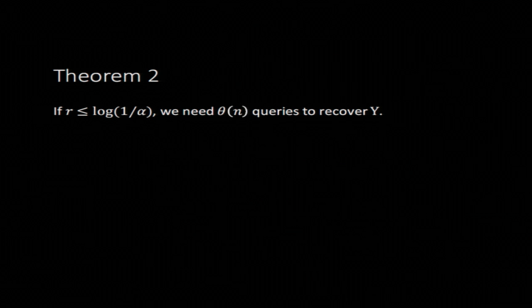This is somewhat surprising in that if R is less than log 1 over alpha, it's pretty easy to see that we would actually need to query a linear number of products. And that's something I'm happy to talk about later.